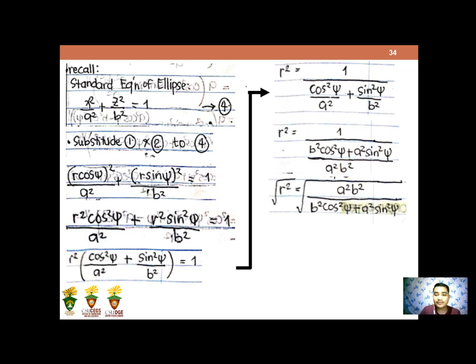Then before we take the square root of both sides, let us simplify the equation. So r squared is equal to a squared b squared all over b squared cosine squared geocentric latitude plus a squared sine squared geocentric latitude. Then we take the square root of both sides. So r is equal to ab over the square root of b squared cosine squared geocentric latitude plus a squared sine squared geocentric latitude.